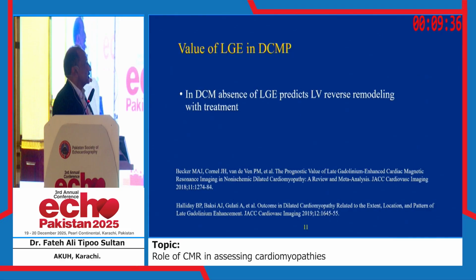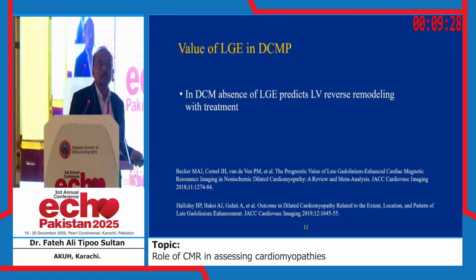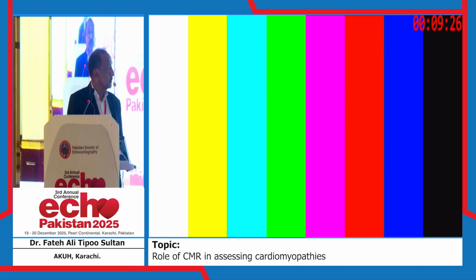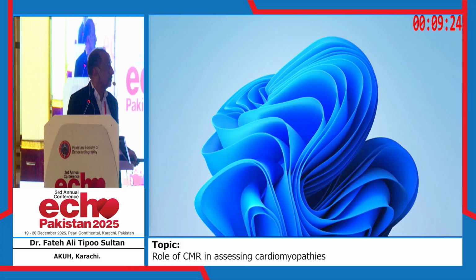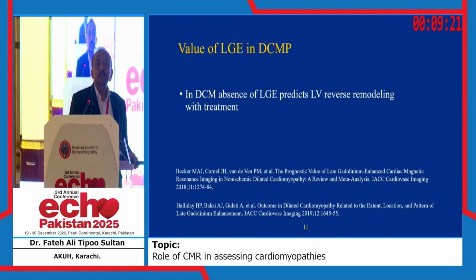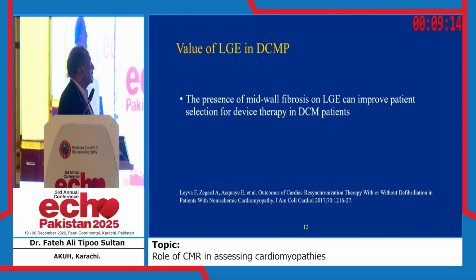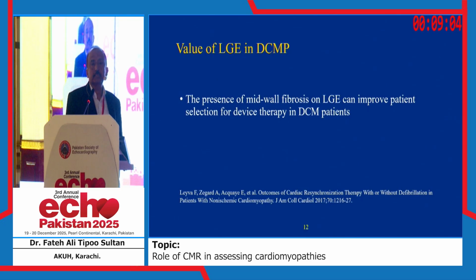In dilated cardiomyopathy, absence of late gadolinium enhancement predicts LV reverse remodeling with treatment. This is another important thing. If you have done the CMR and there is no delayed enhancement, but the diagnosis is dilated cardiomyopathy, then these patients may improve with medical treatment, even the LV may improve. The presence of mid-wall fibrosis on late gadolinium enhancement can help in patient selection for device therapy. Those in whom delayed enhancement is present, you can select for ICD implantation as well.